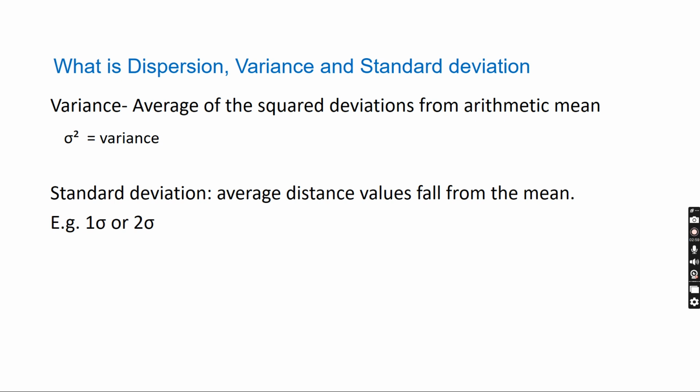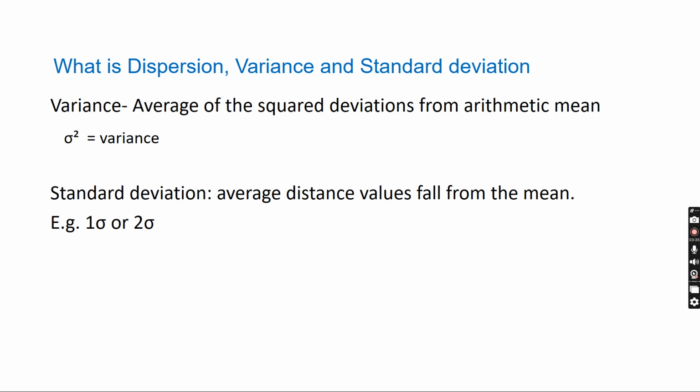Now coming to what is variance and what is standard deviation. Variance and standard deviation are statistical measures of dispersion. In very simple words, variance is the average of the squared deviations from the arithmetic mean. How it's calculated, we will see in our next slide. Whereas standard deviation is a calculation derived from the variance itself, actually the average distance the values fall from the mean.